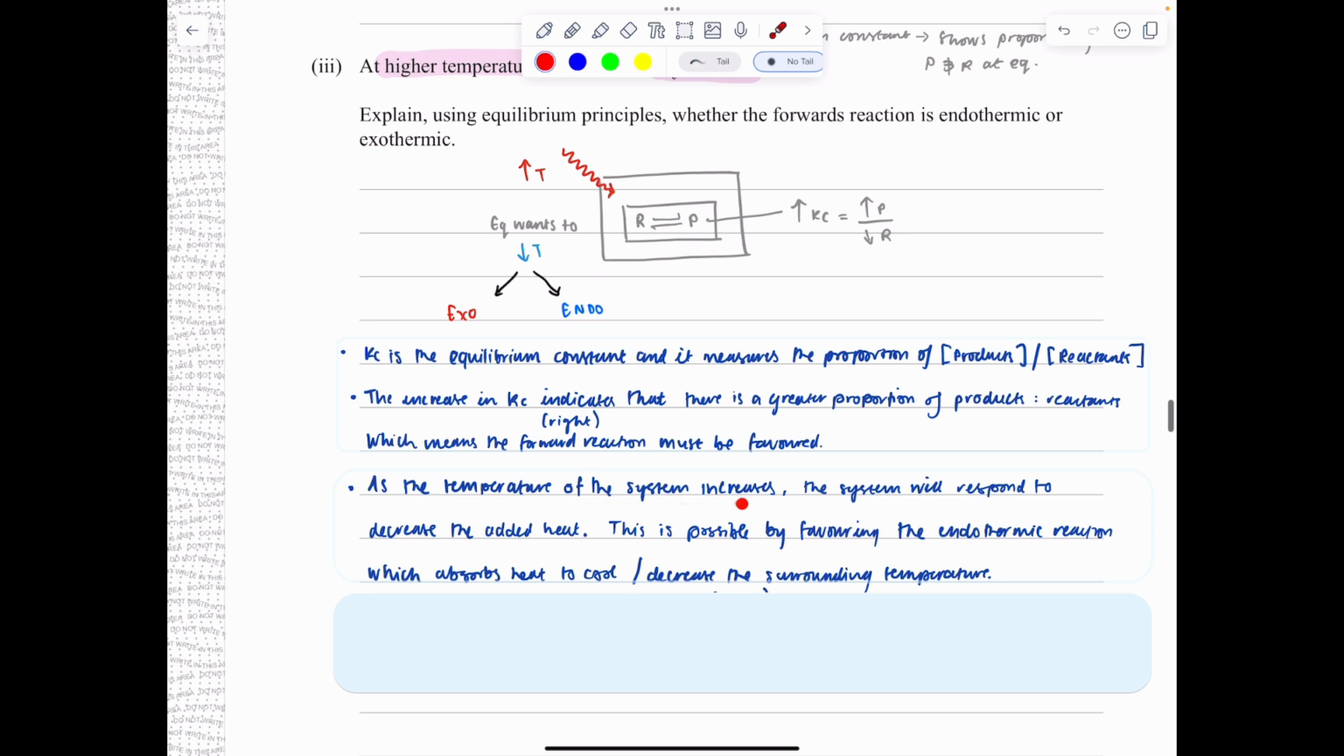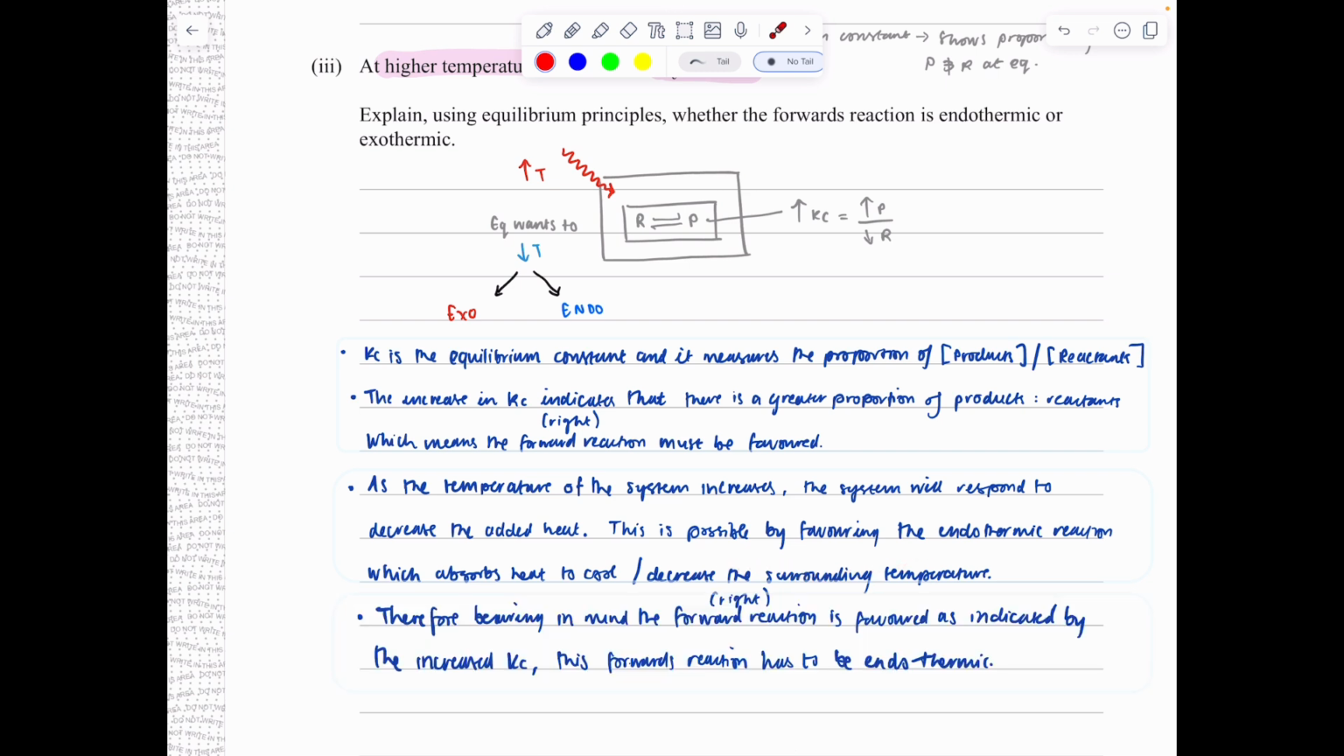As the temperature of the system increases, the system will respond to decrease the added heat. This is possible by favouring the endothermic reaction, which absorbs heat to cool or decrease the surrounding temperature back down, and that's what will restore equilibrium. Therefore, bearing in mind that the forward reaction is favoured as indicated by the increase in Kc, this forward reaction has to be endothermic, to absorb that added heat.